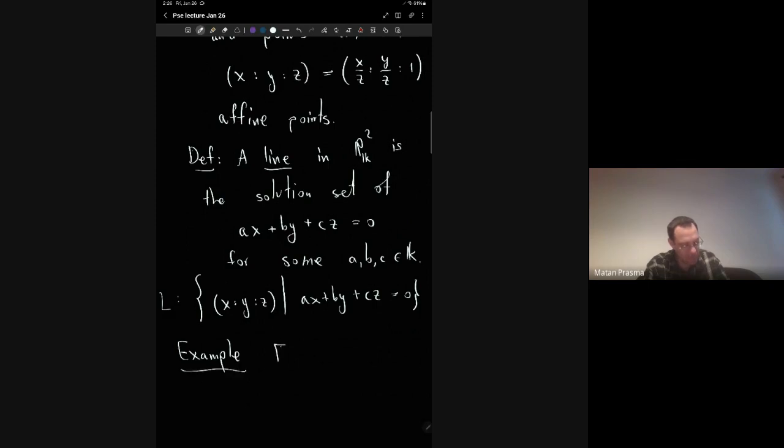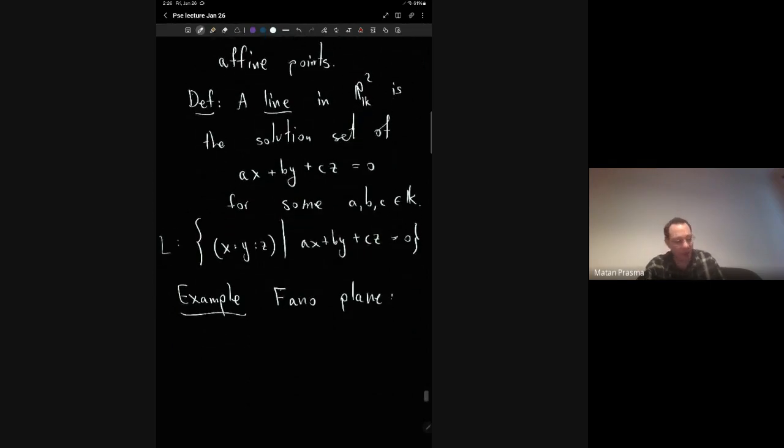It's called the Fano plane. It is what happens when you do the projective plane for the field F2. So first of all, what is the number of points of the projective plane over F2? Can anybody say?